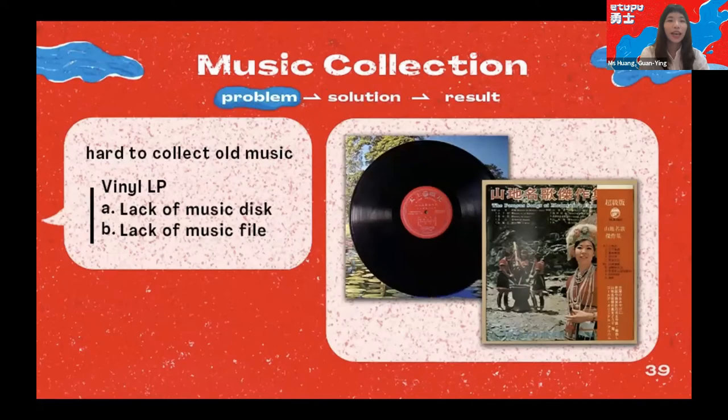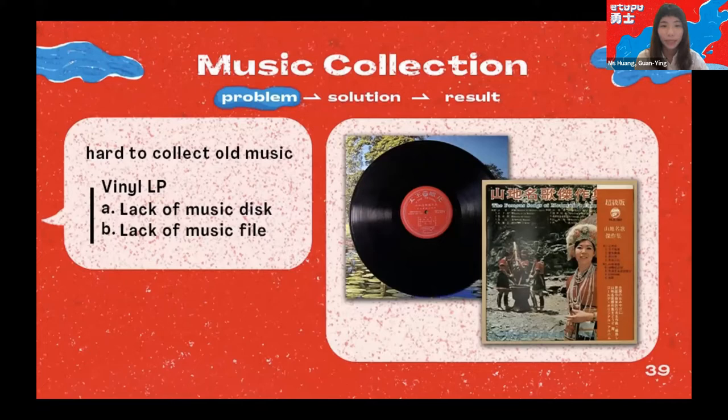Since our music is on vinyl LP, and you can imagine this form of recording music was published in the old days, this is the first difficulty we were facing. We couldn't easily find the music disc, and even if we found the music disc, we couldn't find a player to play the music. So at first, we lacked the music file itself.